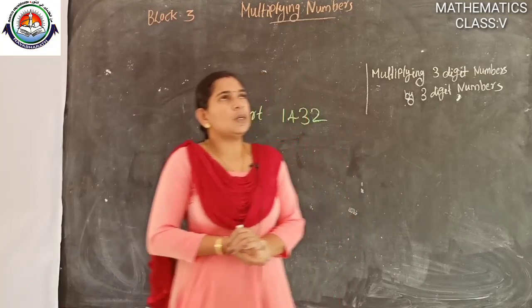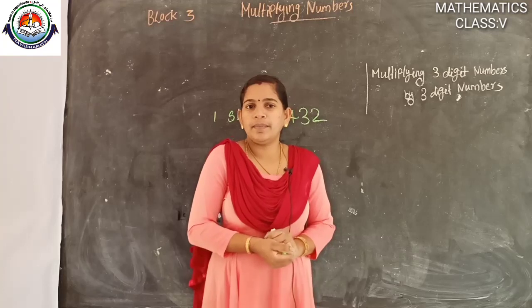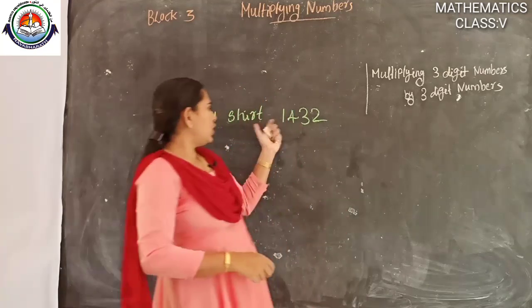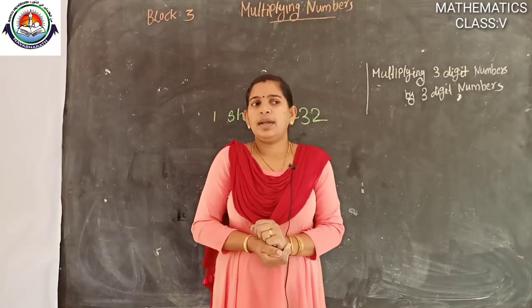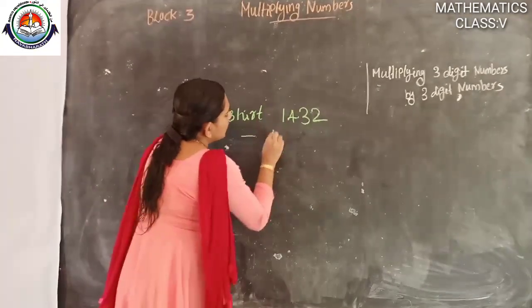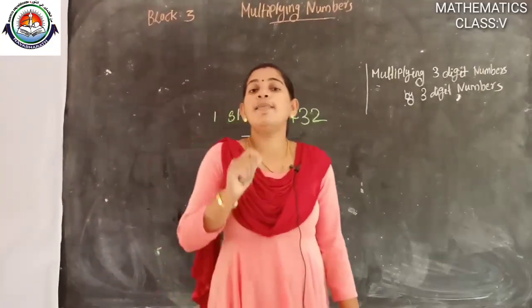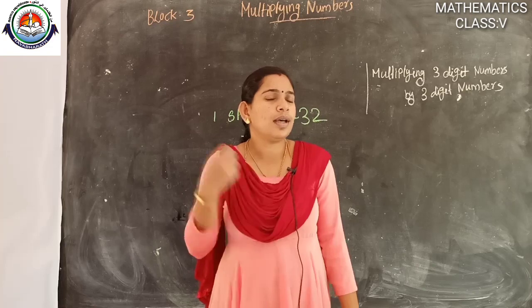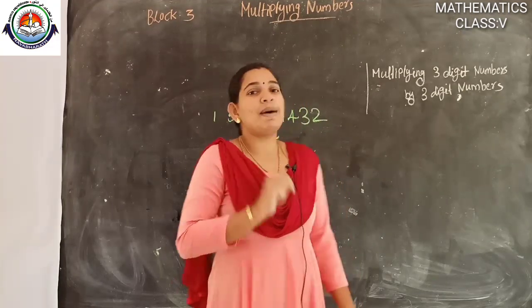So I just counted. I have 4 cousins. Then how many rupees do I have to pay? One shirt is 1,432 rupees, and I need it for how many cousins? 4 cousins. Then you say how many rupees I have to pay. How do I get it? Addition? No. What? Yes, multiplication.